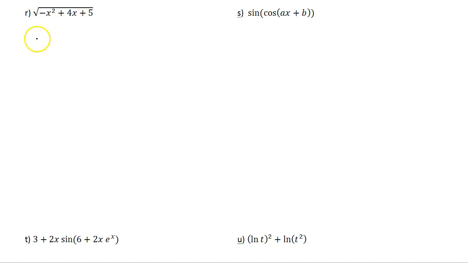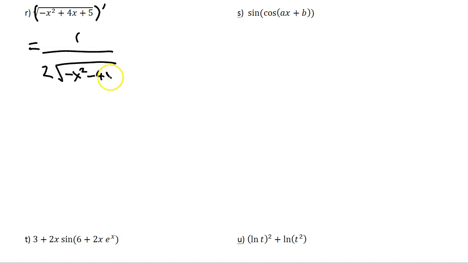Okay, this one is just a simple application of the chain rule. 1 over 2 times the square root of negative x squared plus 4x plus 5, and then you pull the inside out and differentiate. If you differentiate the inside function, it's negative 2x plus 4.